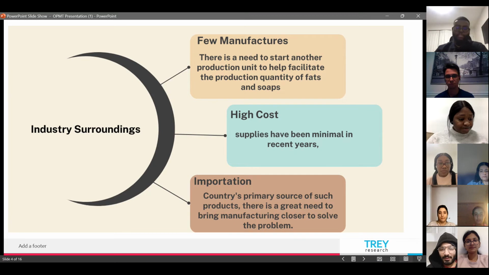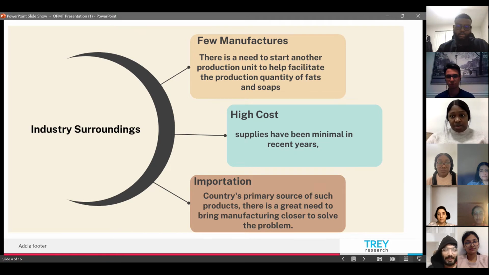Nowadays, in this industry, there are very few manufacturers. So it is also an opportunity for the company to expand their business and implement some other small industries and machines. Beyond this, soap and oil have a high cost in Canada and all over the world, so we can also gain a good margin in this industry.